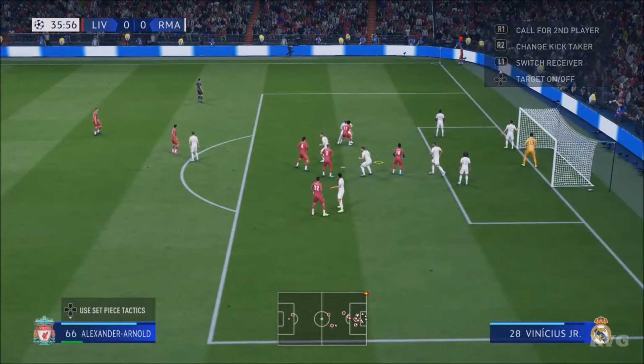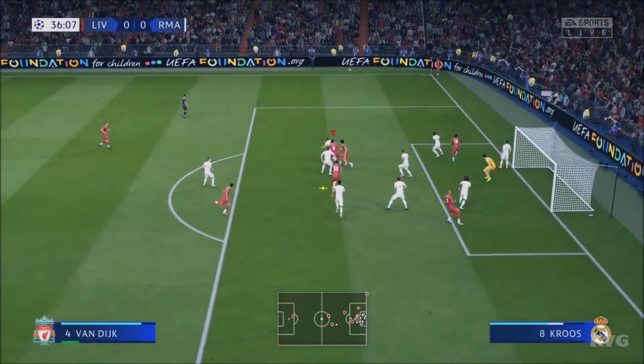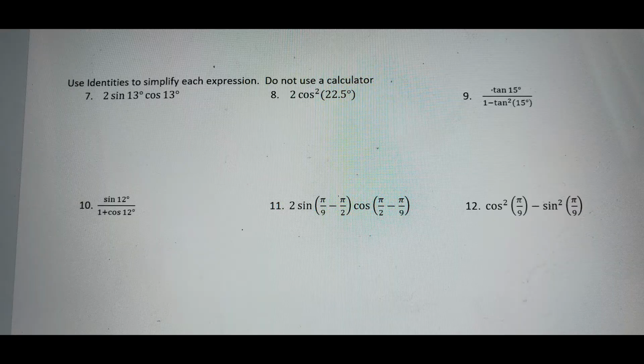So first thing I wanted to do was talk about Worksheet D. Someone asked about these problems, 7 through 12, and it was rough because we hadn't talked about some of these identities quite yet, but they were on your sheet, and hopefully, you wrote them all down when you did it.